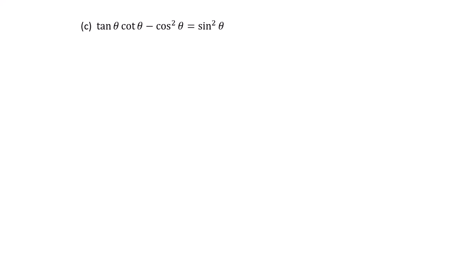Tangent theta times the cotangent of theta minus cosine squared theta is equal to sine squared theta. Well, I know tangent of theta times cotangent of theta is equal to 1. That's minus cosine squared theta. And I know that 1 minus cosine squared theta is sine squared theta.